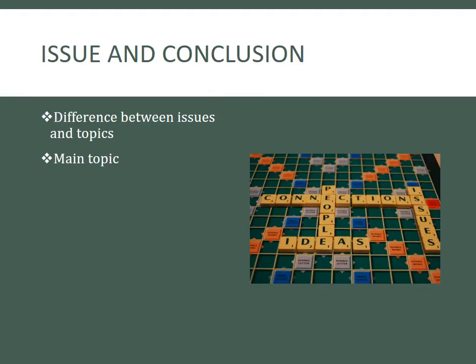A note about issues and topics. Issues are questions about a topic. For example, abortion is a topic, but should abortion be legal is an issue, specifically a prescriptive issue. Conclusions and reasons are never questions. With issues and conclusions, you're trying to identify the writer's main point. Some writers make this easier than others, and when it comes to your own writing, I encourage you to make your main point obvious to your readers.